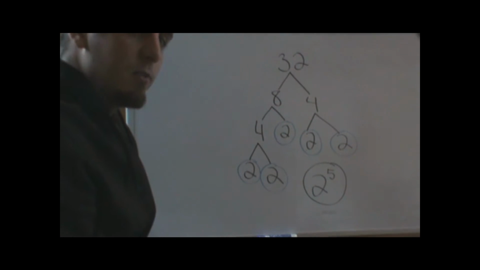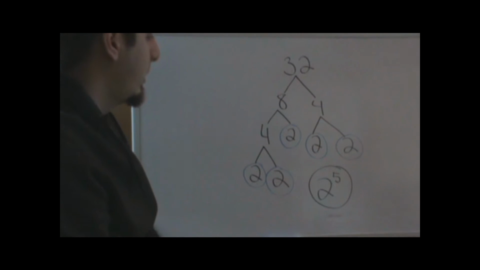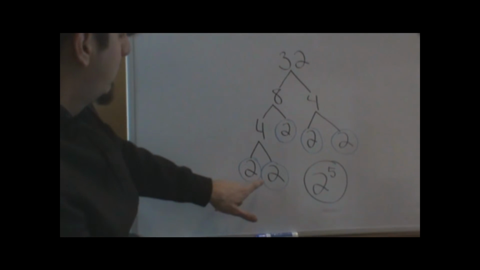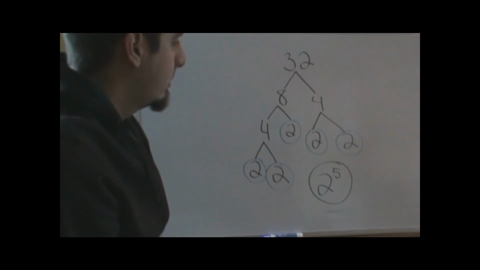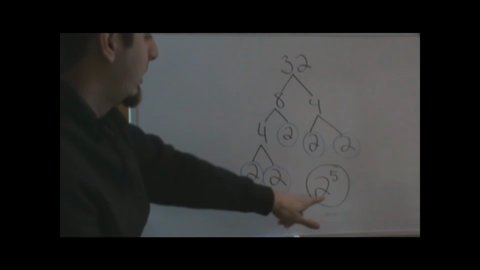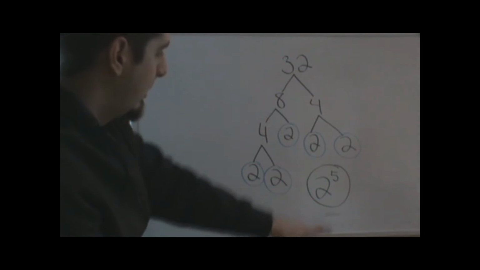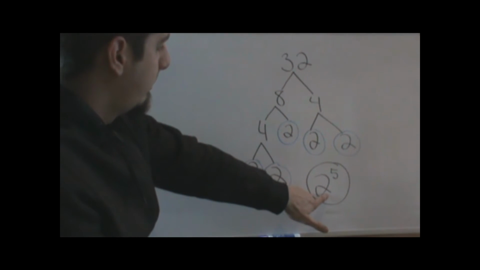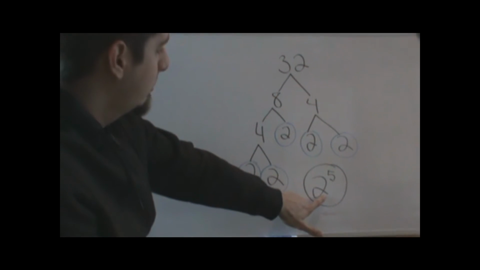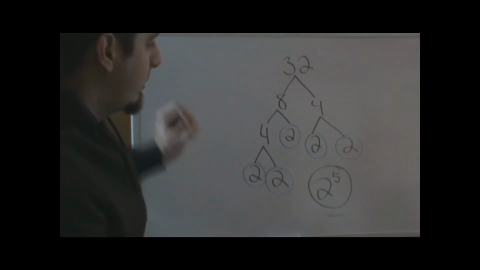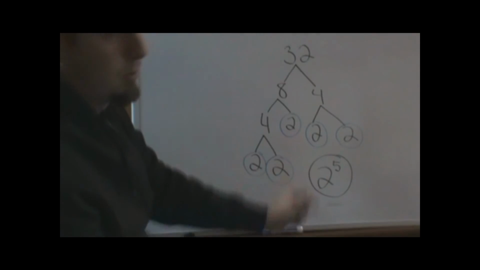When writing prime factorization, it is preferred that you combine common numbers and use exponents to represent them because it saves space. This is a much more efficient use of space, writing 2 to the 5th power, than writing out 2 times 2 times 2 times 2 times 2.